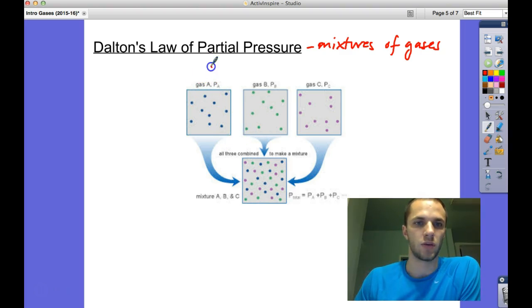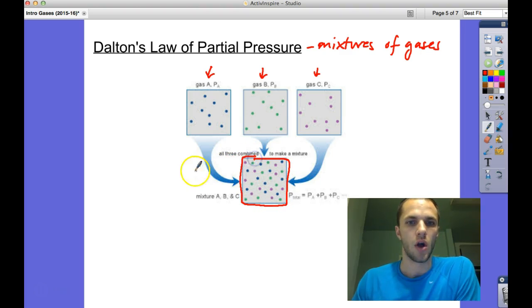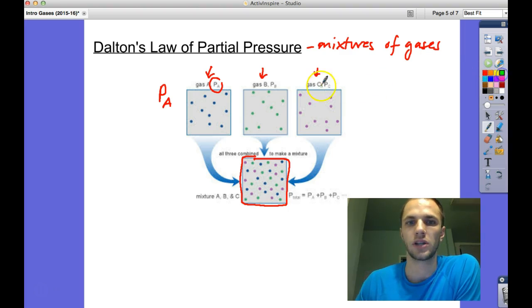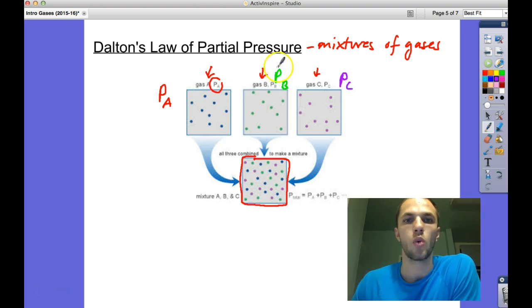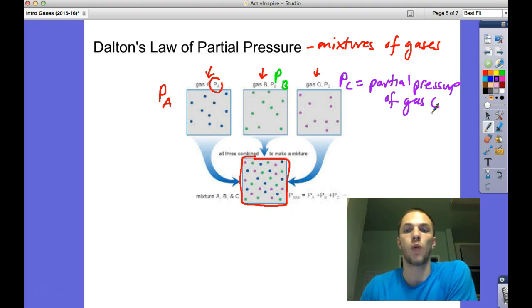Here's a sample. We have gas A, gas B, and gas C, and we combine them into one container to make a mixture. If we know the pressure of gas A, we're going to label that as P sub A. The pressure of gas B would be P sub B, and the pressure of gas C would be P sub C. We could also call this the partial pressure of gas C.